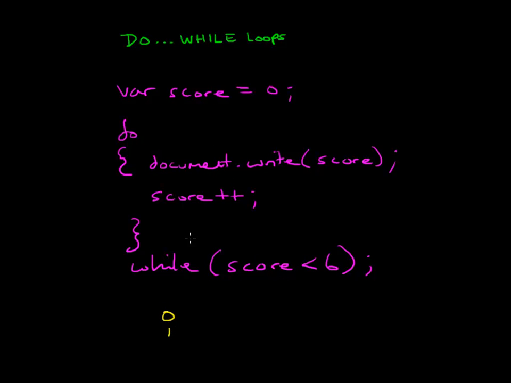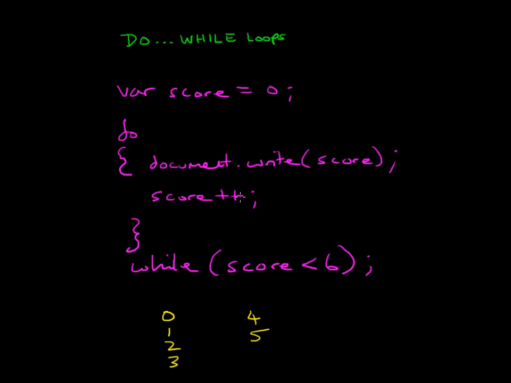I'm going to put 1 on the screen, increment, 2 on the screen, increment, 3 on the screen, increment, 4 on the screen. That would obviously be underneath. Increment, 5 on the screen. Is 5 less than 6? Yeah. So we're going to increment again. Is 5 less than 6? Yes, it is. So we'll write the 5 on the screen, which is what we've done here.